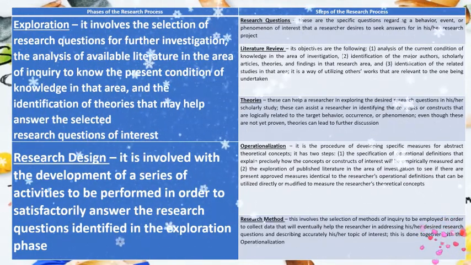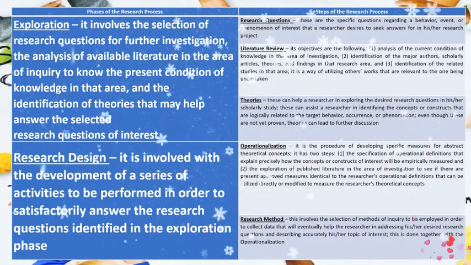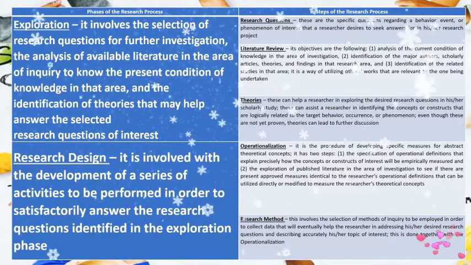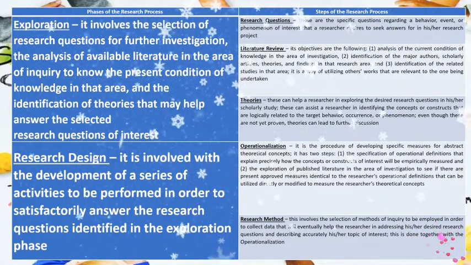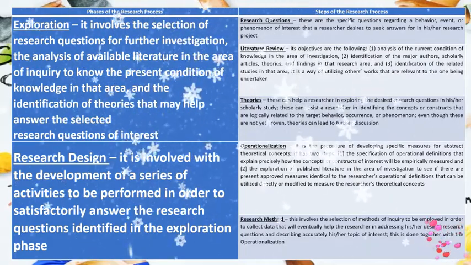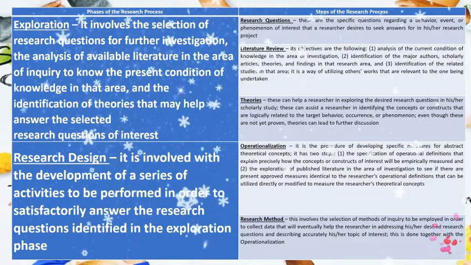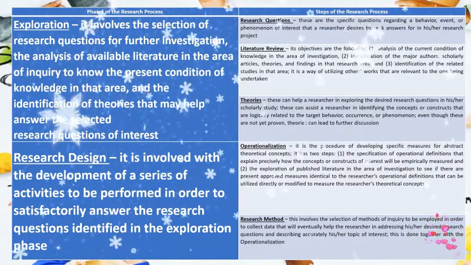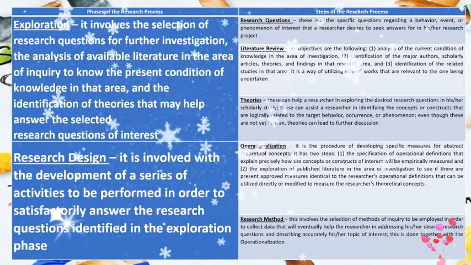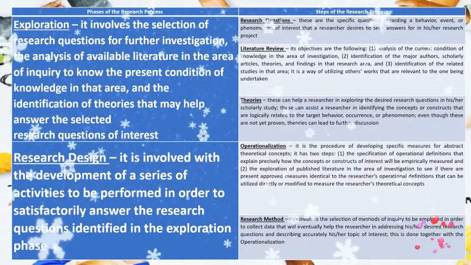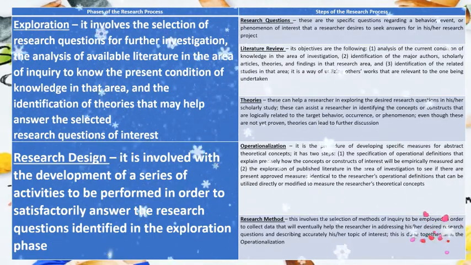The first one is analysis. The second one is the identification of the major authors or articles, etc. And then the third one is the identification of the related studies. So under the literature review is a way of utilizing others' works that are relevant to the one being undertaken. Now let's have the theories.